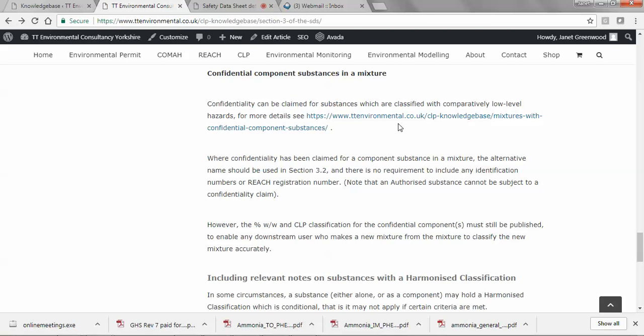But even if you're calling it by a generic name, and you're not putting the identity numbers on, you've still got to include the percent weight and the CLP classification. Otherwise, the poor blighter who's using your product will not be able to do their classification. It's a bit of a theme.